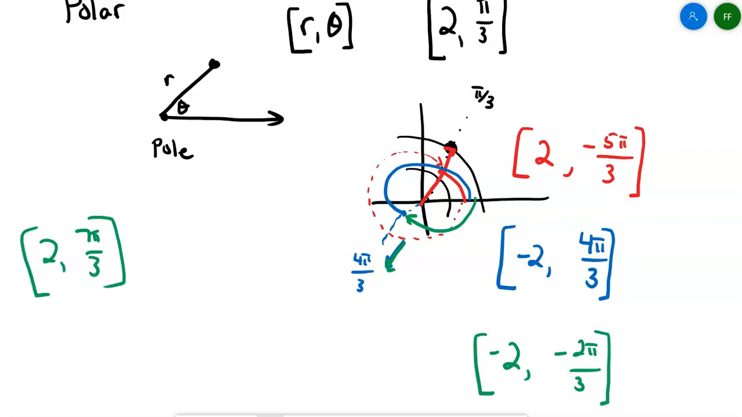So I came over here, I spun all the way around the unit circle, and then I went a little bit more until I got to pi over 3. So I still got to the same point 2 units away. It just took a little spiral before I got there. So there are now an infinite number of ways to name every point on the polar plane, whereas in rectangular coordinates, that is not the case.